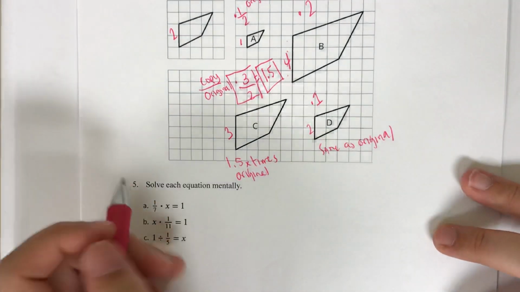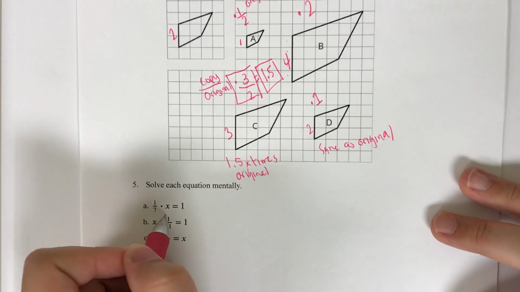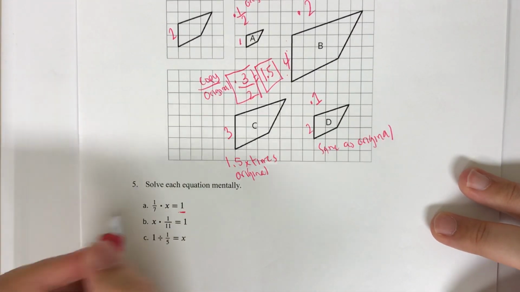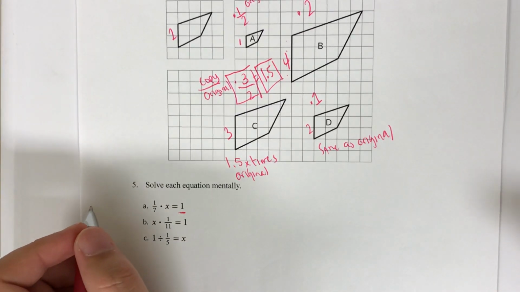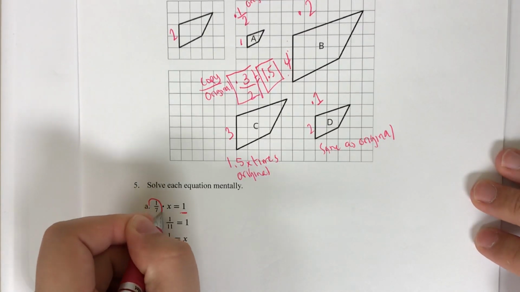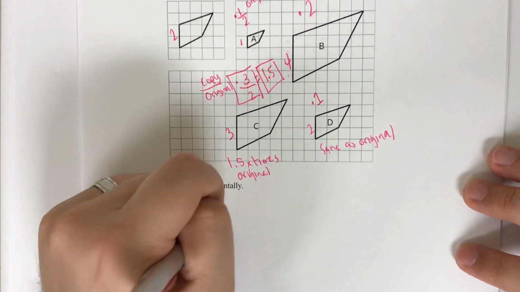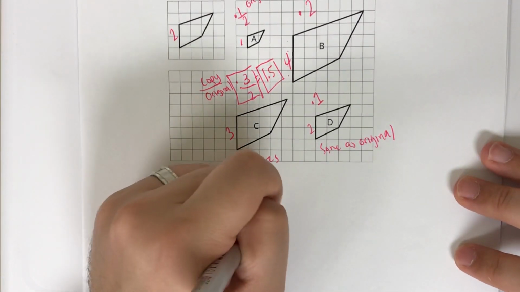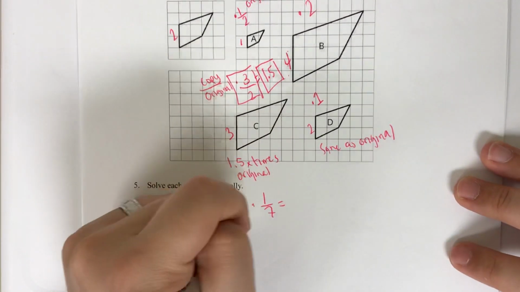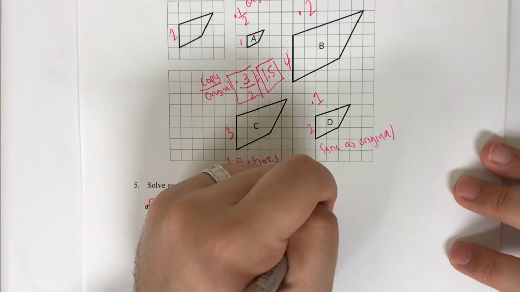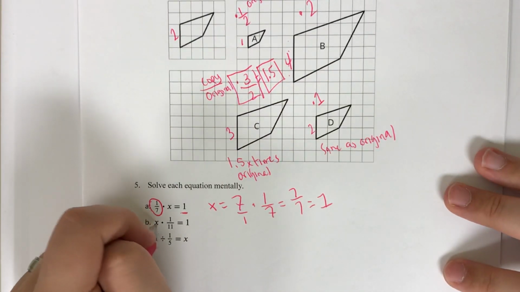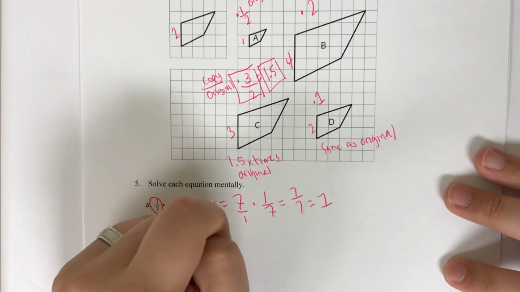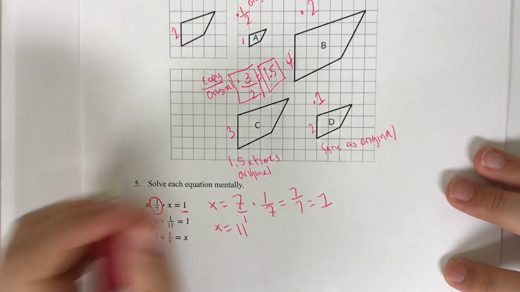The last problem says solve each equation mentally. So it says 1/7 times some number equals 1, right? I know that a number times its reciprocal gives 1. So we're asking ourselves, what is the reciprocal of 1/7? The reciprocal of 1/7 is 7. Then I can check that work. 7 times 1/7 equals 7/7, which equates to 1. This one here, what number times 1/11 equals 1? Well, this one I know is 11, right? So 11 times 1/11 will give me that.